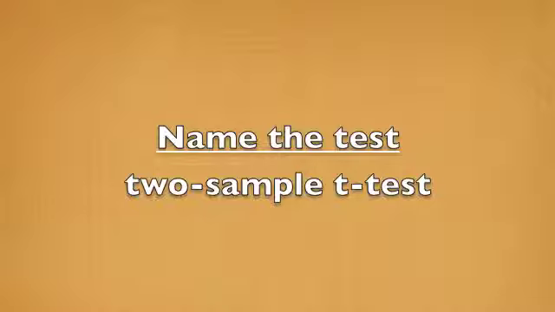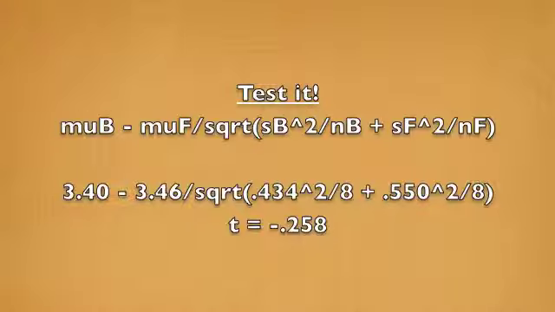Next, we're going to name the test. It is simply a two-sample t-test because we have two samples, one from Buy Right Pets and one from Fish Friends. And finally, we're going to test it. The formula is a little bit long, but after plugging everything in, it's not that bad. So we do mu of b minus mu of f divided by the square root of the standard deviation of b squared divided by n of b plus the standard deviation of f squared divided by n of f. After plugging everything in and popping it into the calculator, we should get a t-value of negative 0.258.